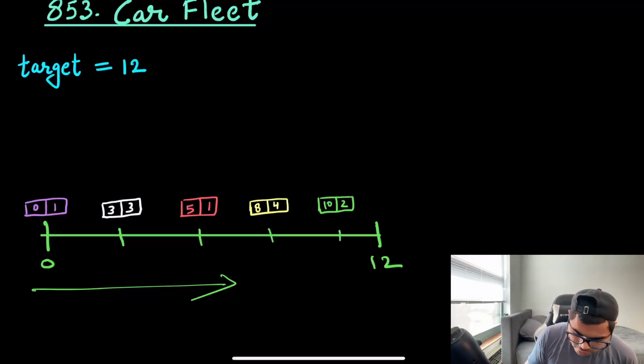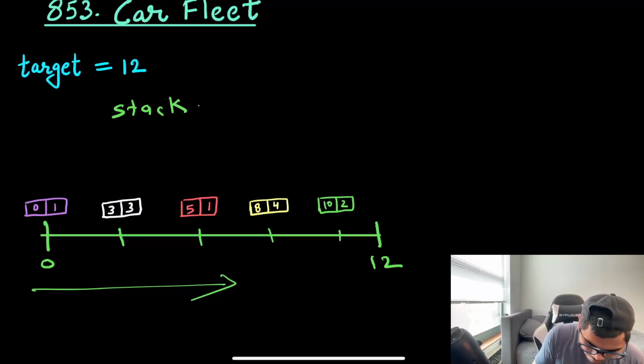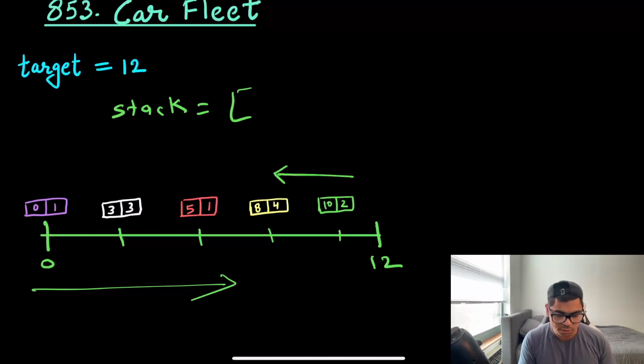destination. So what I'll do is I'll have a stack that will basically collect all the fleets. So let's say I have my stack right here, and I start checking from the back of the track and seeing all these cars. So first car that I see is 10, 12, right? It's going with the speed of 2, and then its position is like right now 10. So what I'll do is I'll calculate its time to reach 12.